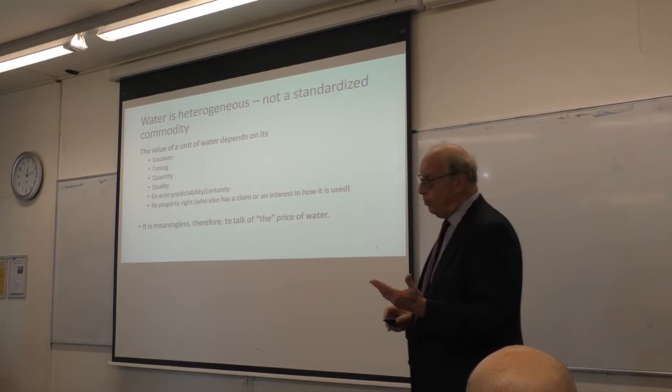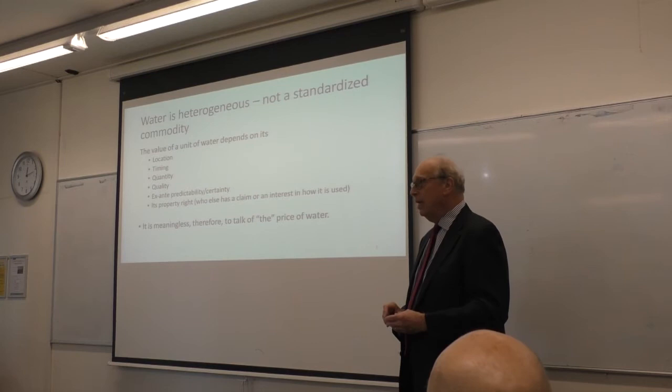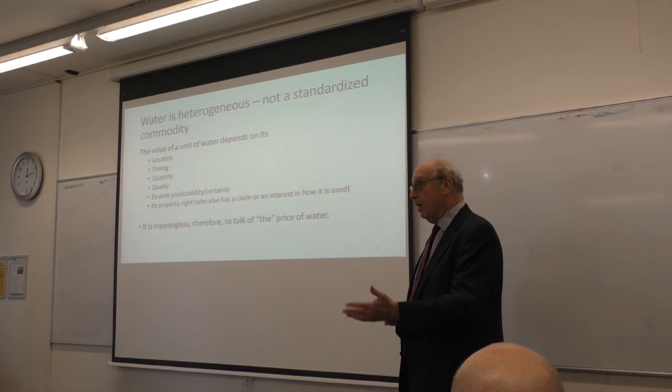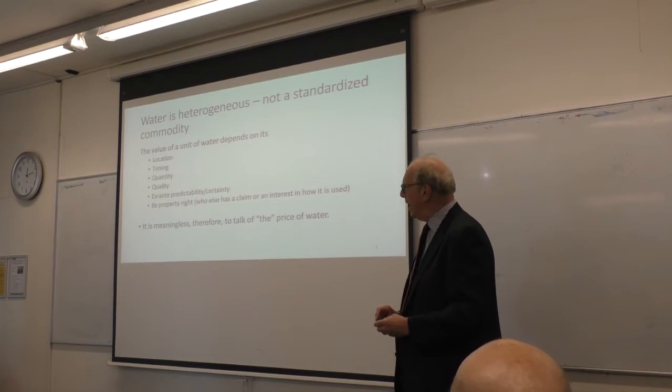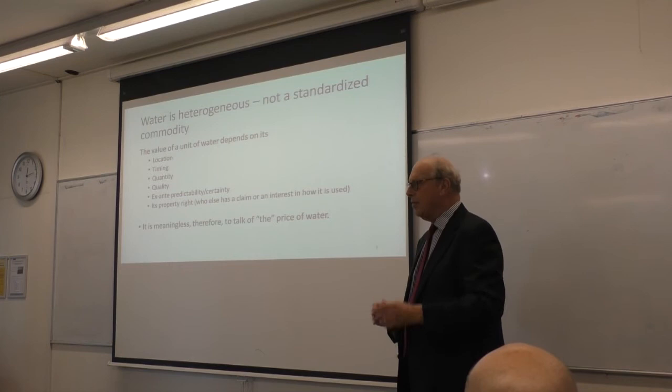I'm going to go through the first, which is, above all, water is heterogeneous. You can't talk about the price of water, the price of a gallon or an acre foot of water. Water has different value to people at different times of the year, at different locations, with different quality, whether what sort of property rights it comes with, what claims other people have on it. And so it's meaningless to extrapolate, to say, okay, somebody paid $1,000 for a million gallons of water here, I'm going to take $1,000 as the value of a million gallons of water.